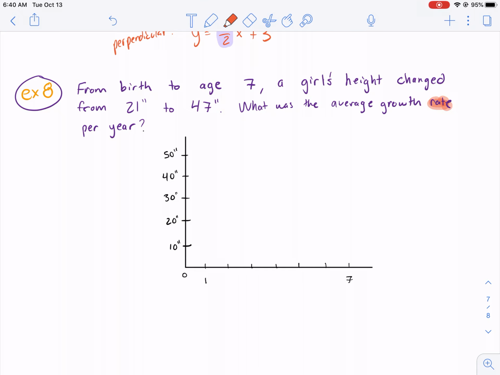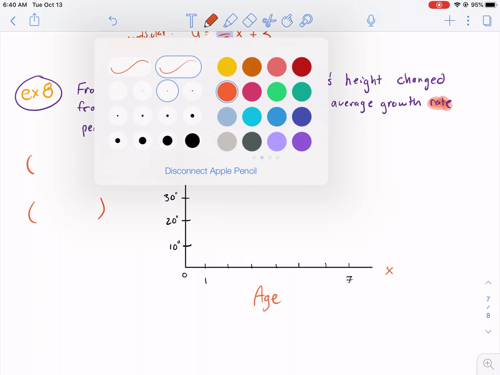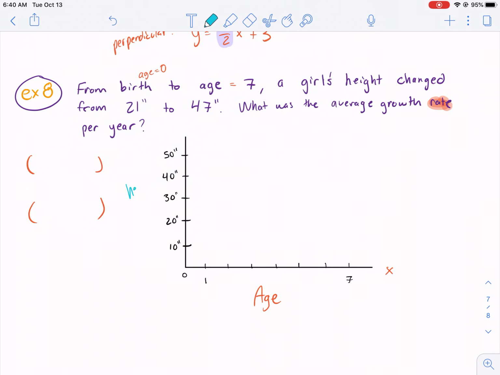So from birth to age 7, so birth is age 0. Okay, so we're talking about age 0. And then we have age equals 7. Okay, so these are going to be two different points. So we have age 0 and we have age 7. Notice how age is the x-axis. And then we have height as the y-axis. So make sure you label that.